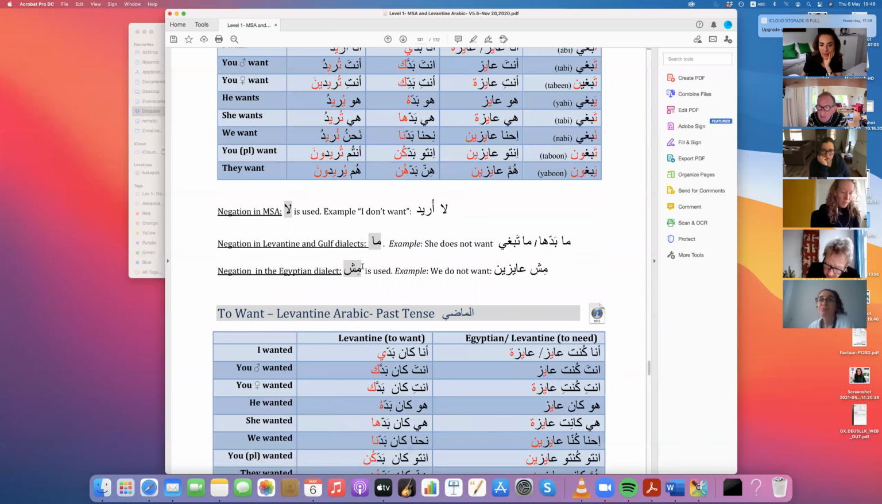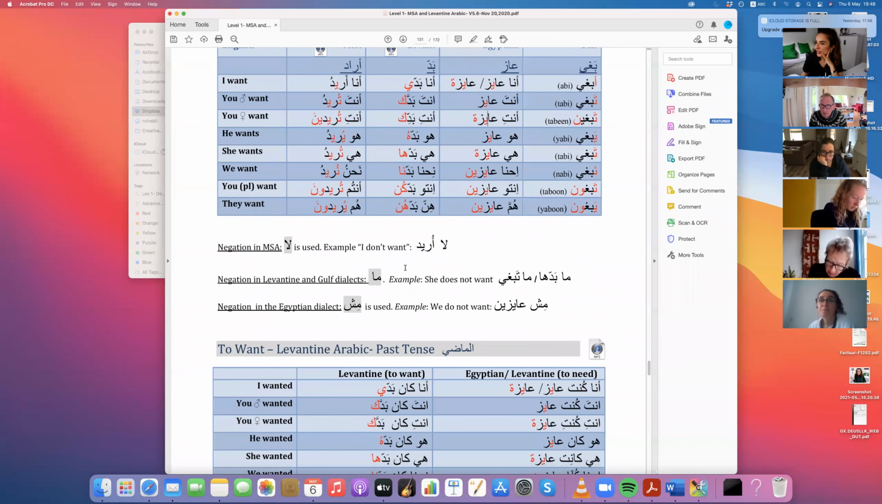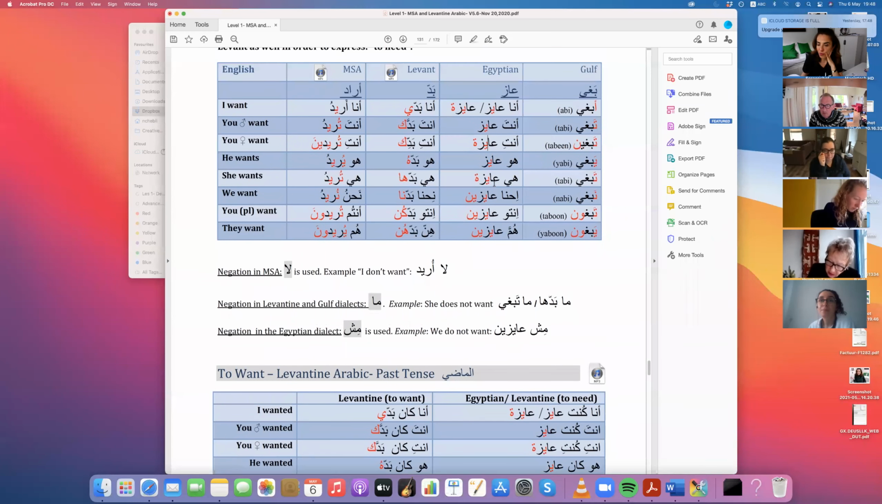And how do you do the negation? It's with mish. Or Egyptians even sometimes say mush. Mush aiz. Mush or mish is the same. Okay, so I want all the women in the group to say, I don't want, in the Egyptian way. Ana mish aiza. Now all the men. Ana mish aiz.